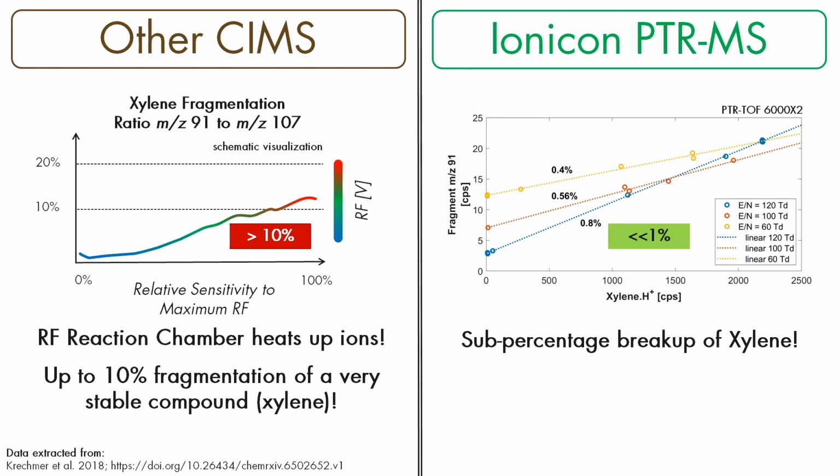Another key advantage of the IONICON solution is the soft ionization at homogeneous reaction conditions. So let's go back to the xylene example. While a PTR-TOF 6000 X2 does not really see this fragment, the other CIMS sees up to 10%. This means the RF reaction chamber adds a significant amount of energy to the applied electric drift field. We see that the other CIMS fragmentation is very much dependent on the applied RF amplitude. So in principle, the other CIMS can easily reduce the fragmentation by just reducing the amplitude, can it?